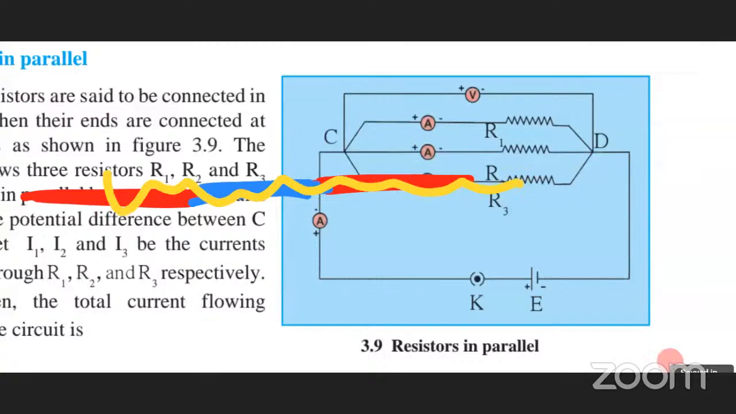So plug key helps to regulate the flow of current. If you want to stop the flow of current, you have to open the plug key, and if you want the current to flow through the circuit, you have to close the plug key. Okay, so this is a very important role of the plug key.